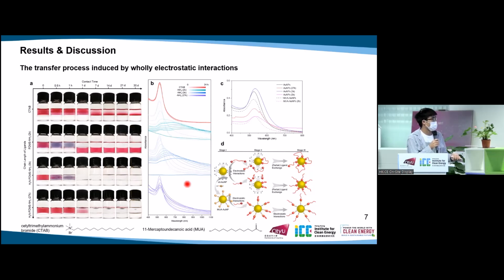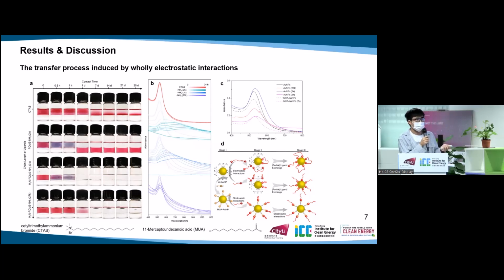The UV spectra of all this aqueous phase give a more direct view of this particle behavior on macro scale. And this is all consistent with this phenomenon we observed here.